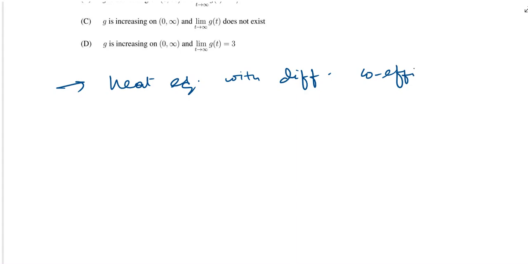To determine the correct behavior of g of t, we need to analyze the given partial differential equation and its solution. The equation is del u by del t minus 4 del 2u by del x2 equals to 0, and the boundary condition is u of 0 comma t equals to u of 1 comma t equals to 0, and the initial condition is u of x comma 0 is sin pi x. This is a heat equation with diffusion coefficient 4. What is this? This is a heat equation with diffusion coefficient 4. Okay.